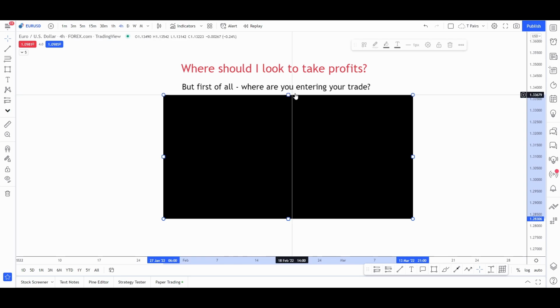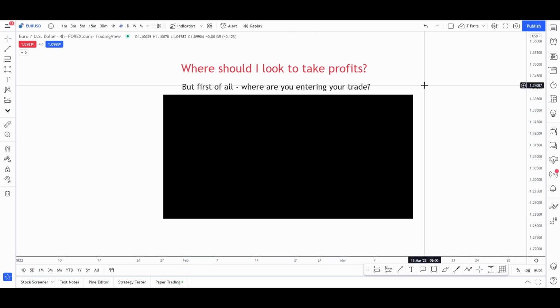So first of all, what you need to do is figure out where you are entering your trade. Now that's going to have a massive impact on the risk reward ratio that you can gather out of the market. If you're entering at an extreme in the market, depending on which end of that extreme you're entering, it can really make a massive difference. Now we're going to get into that in a second. So where are you entering your trade?